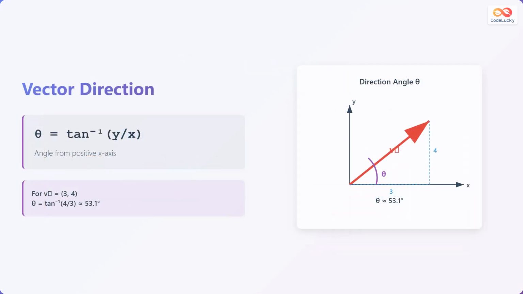The direction of a vector is the angle it makes with the positive x-axis. We measure it counterclockwise. The formula to calculate the direction, theta, is the inverse tangent of y divided by x. For example, if v equals (3, 4), then theta equals the inverse tangent of 4 divided by 3, which is approximately 53.1 degrees.